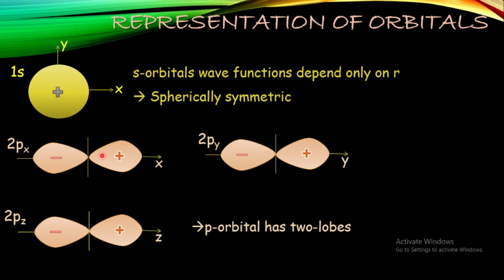For px, the lobes are along the x direction with yz as the nodal plane, that is, perpendicular to the x axis. For the py orbital, the lobes are along the y axis with xz as the nodal plane. Similarly, for 2pz, we have the lobes along the z axis with the nodal plane along xy. So this is how we observe the nature of orbitals.